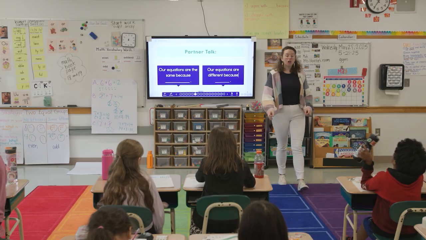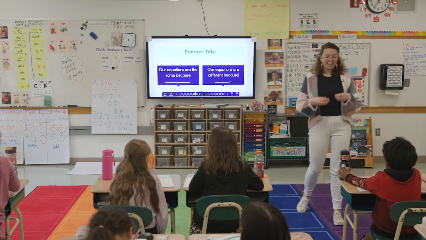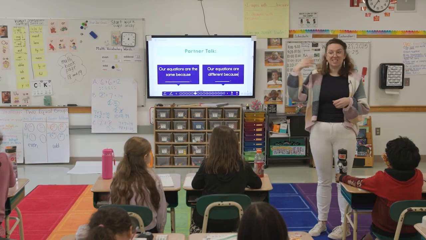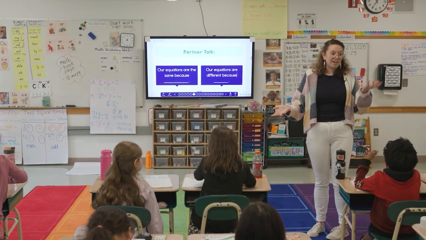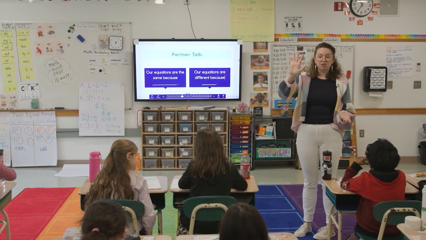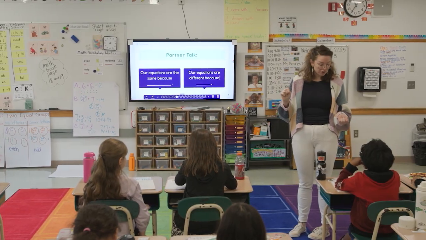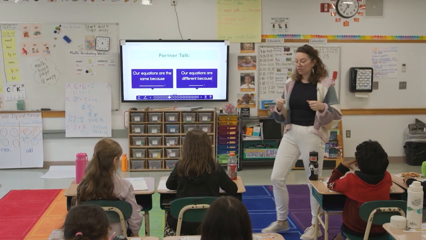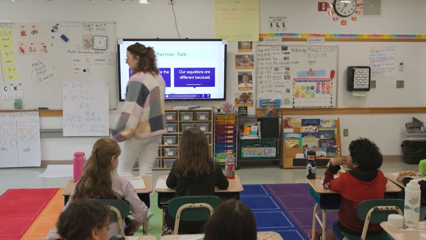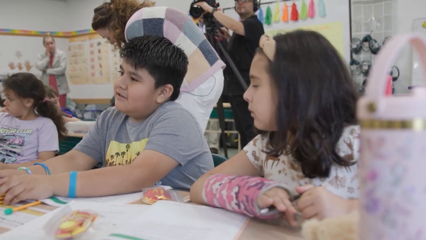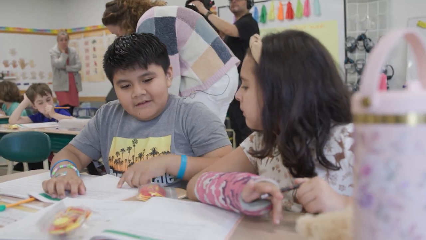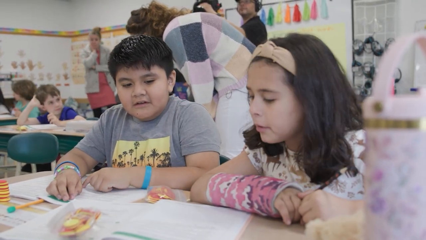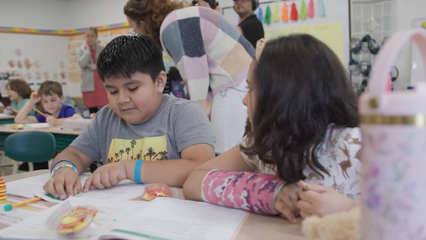So when you're talking to your partner today and looking at each other's work, you're thinking about how are our equations the same and how are they different. I will give you 5 minutes of partner talk, and it's okay if you didn't finish. Just talk about the ones that you have finished. Our equations are the same because you have 2 6, and I have 2 6.